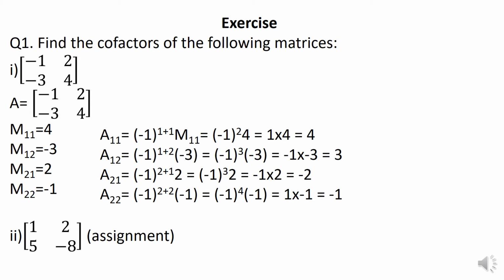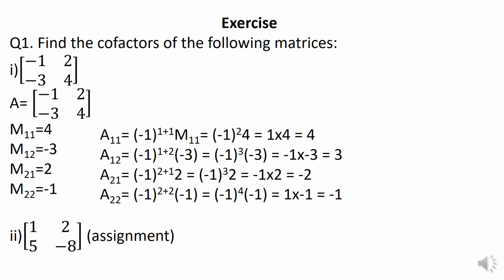As you can see, M12 is minus 3, but A12 is 3. Similarly, M21 is 2, but A21 is minus 2. On the other hand, what about M22 and A22? Correct. Both are coming the same, that is minus 1, because minus 1 is raised to an even number over here. So, this will help you. Keeping this in mind will help you in finding the cofactors quickly in any sum.